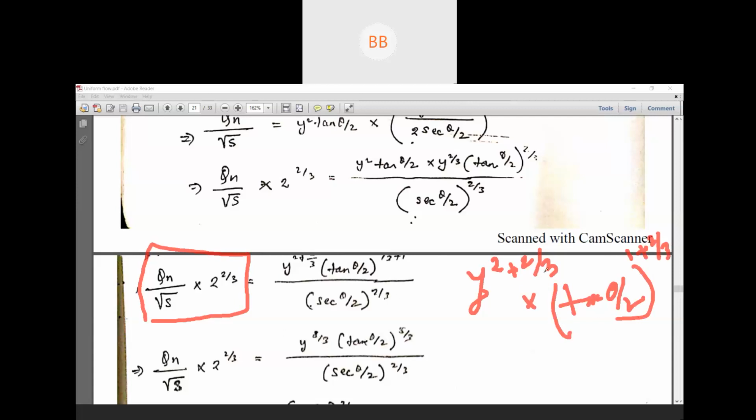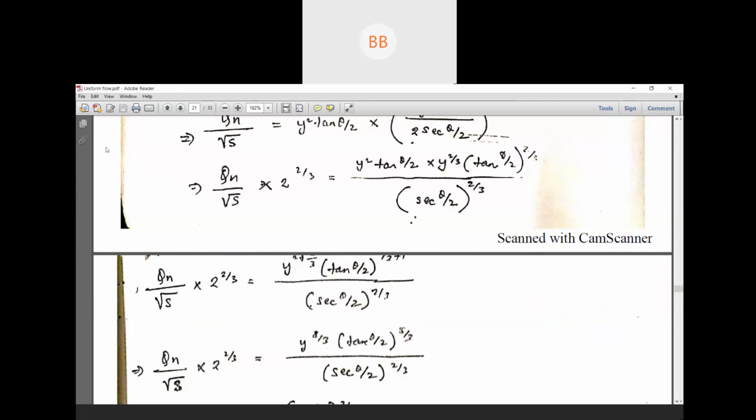So that is why 6 plus 2, 8, y to the power 8 by 3. Tan theta by 2: you have 3 over 3, 4, 5, so 5 by 3. Tan theta by 2 to the power 5 by 3. And other terms will remain the same.